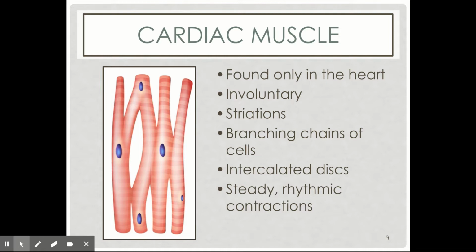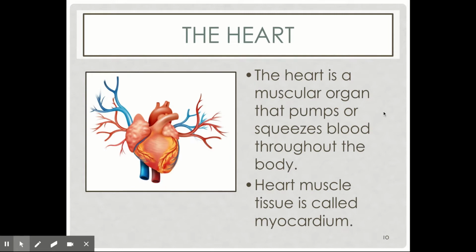Cardiac muscle, as you know, is found only in the heart. It is involuntary because we don't think in order to make our heart beat. It does have striations, or these little stripes, which you can see in this animation, and it does have branching chains of cells. Cardiac muscle is the only one that's going to branch. It has what we called intercalated discs, and those are represented by those striations or stripes here. And you have steady and rhythmic contractions with your cardiac muscle.